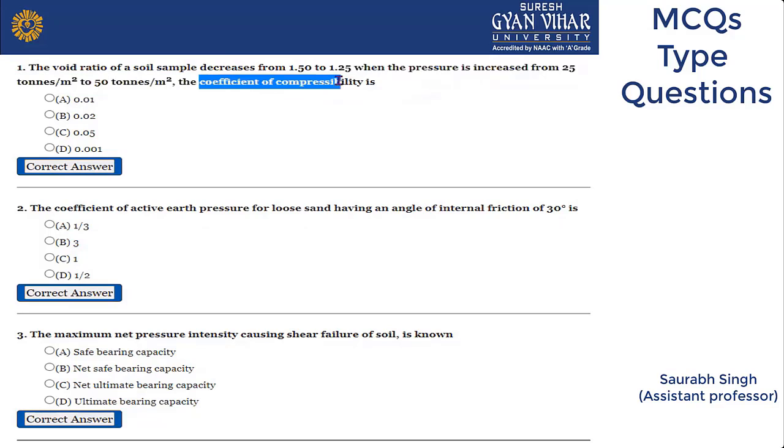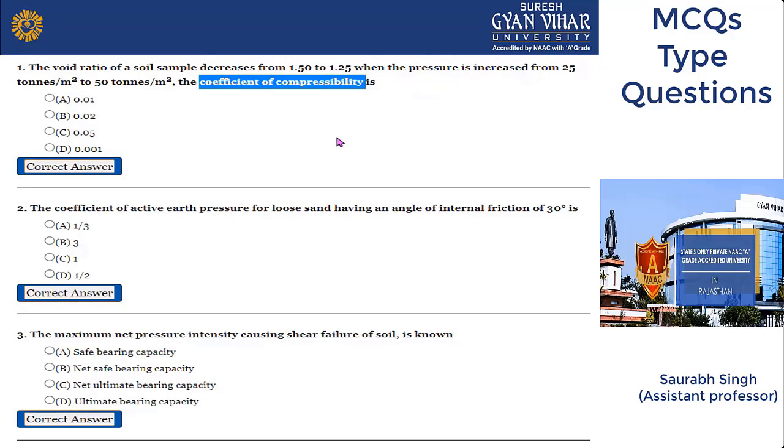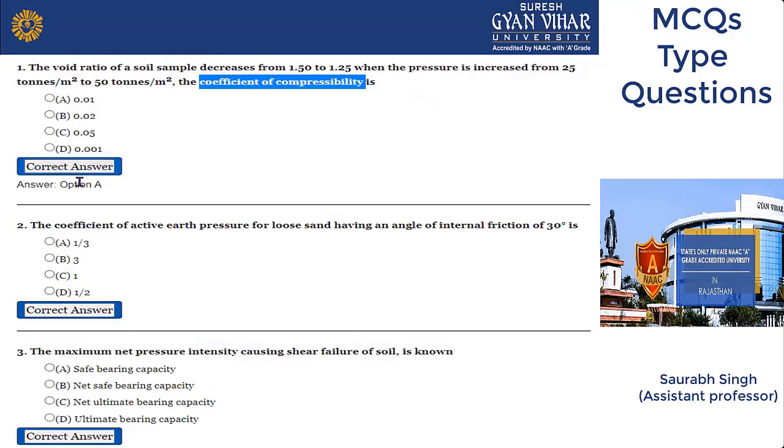As you know, compressibility is also a part of the bearing capacity of soil. That's why you can answer it from here. Your correct answer will be option A. As you can see, option A is 0.01. This is a very important question. These types of questions may be asked in SSC exams, in your GATE exams, and if you are sitting for a state government exam, these types of questions may also come. That's why it is very important to know the coefficient of compressibility.